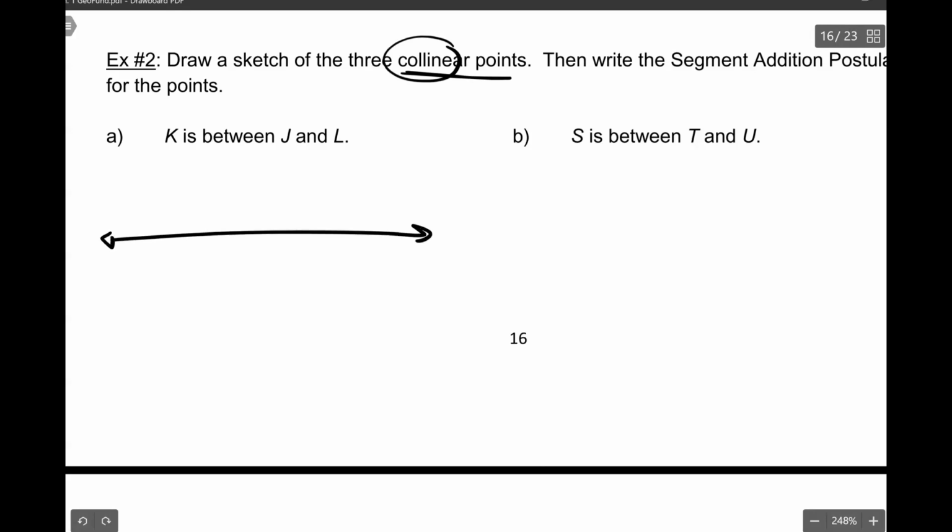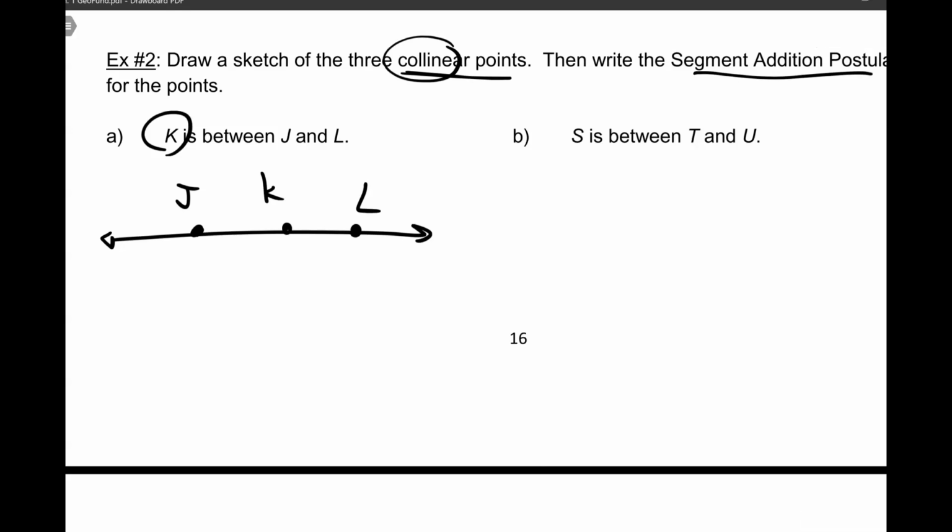So I draw a line with arrows at the end to say it goes on forever. And K is between J and L. So can you show me where I should put K? It has to be between, in the middle. So where's the middle? Exactly, right here. Good job. So this is K. And then we're going to write the segment addition postulate. What this means is the whole length, J to L, is going to equal JK plus KL.